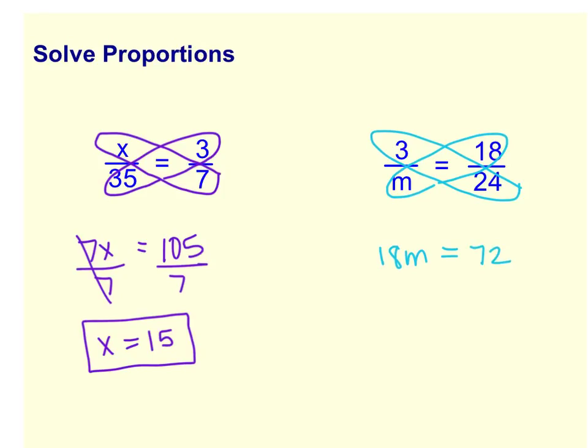At this point, you want to make sure that you no longer have any fractions. That's the whole point of cross multiplying, is to get rid of your fractions. And then we go ahead and we solve for m. We'll divide both sides by 18. Cross off your 18s. So m equals 4. All right, so those are two more simple proportions.